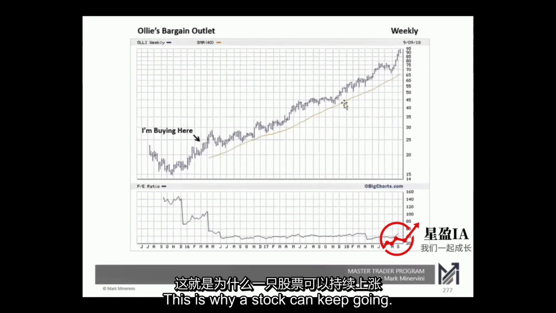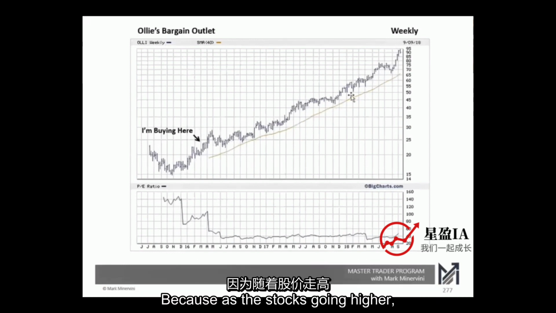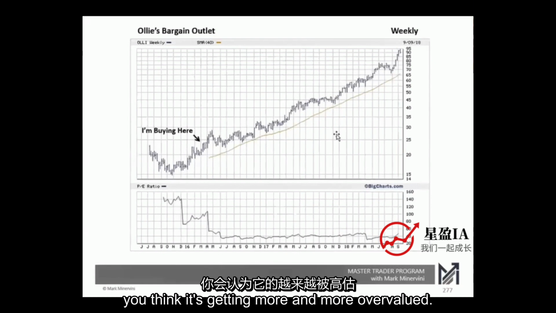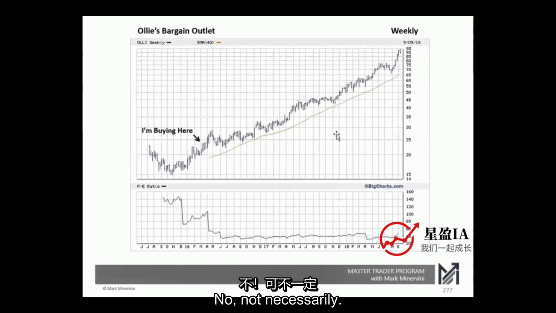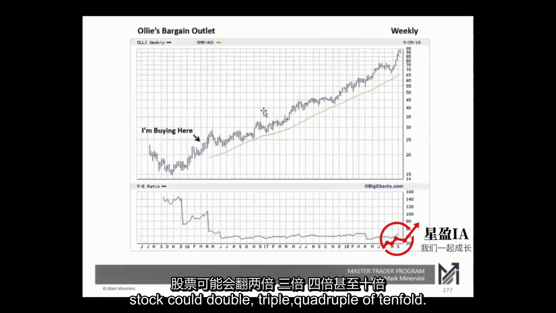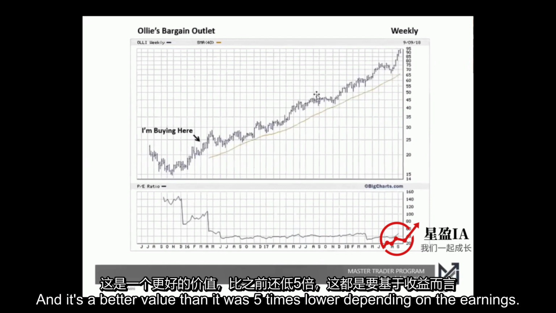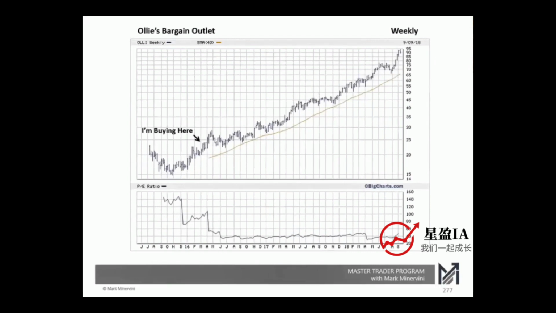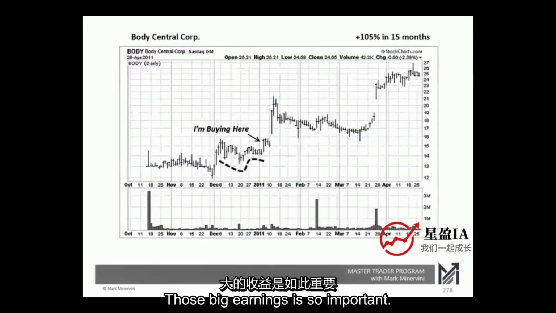This is why a stock can keep going, because as the stock's going higher, you think it's getting more and more overvalued. No, not necessarily. It could be getting undervalued. If the earnings are growing fast enough, the stock could double, triple, quadruple, go up tenfold, and it's a better value than it was 5 times lower, depending on the earnings. That's why having those big earnings is so important.